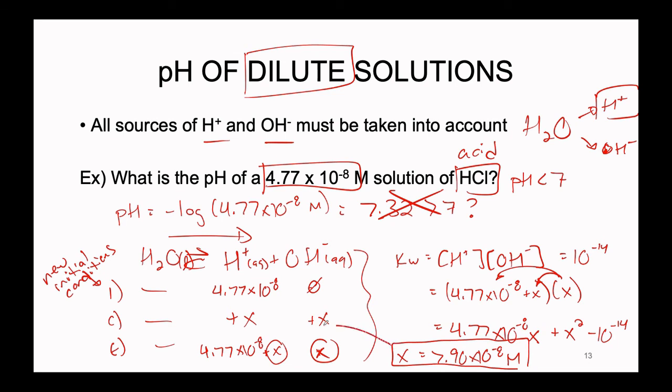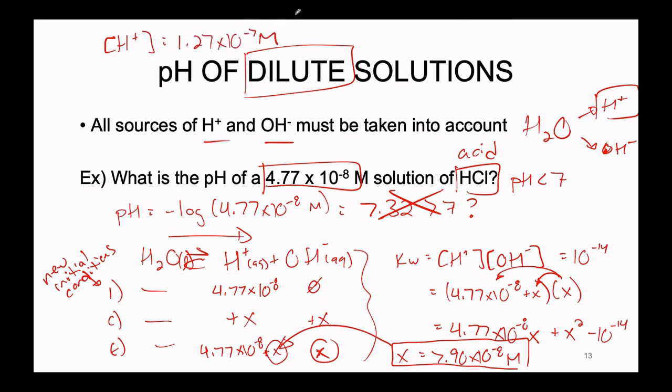We're going to take this x and add it to the contribution of our HCl, and then we are going to calculate what our new pH is going to be equal to. So taking 4.77 times 10 to the negative 8, adding it to 7.9 times 10 to the negative 8, this is going to give us a new H plus concentration at equilibrium that is equal to 1.27 times 10 to the negative 7 molar.